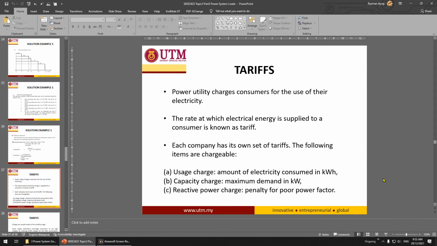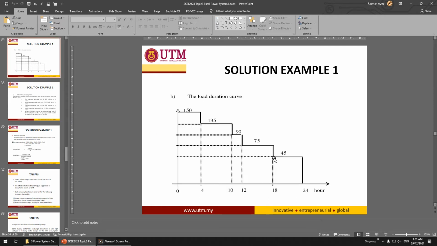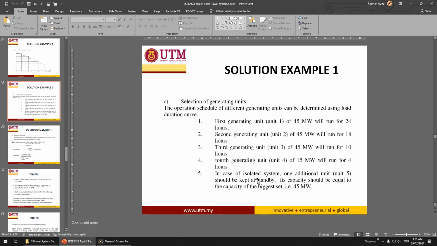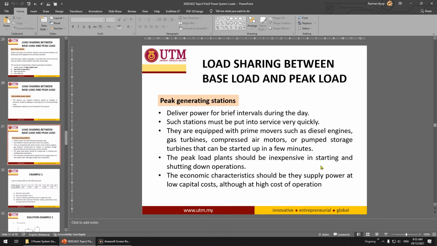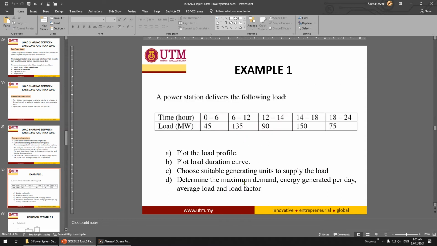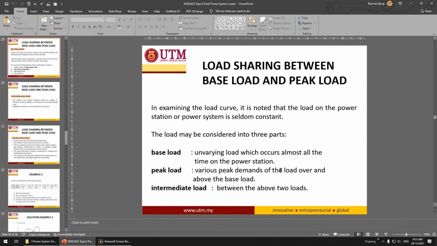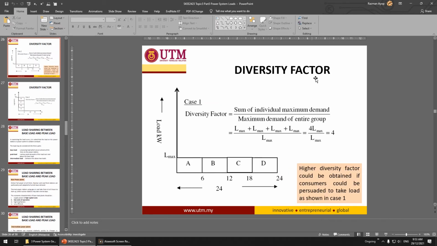So yesterday we already learned about the load profile: maximum load demand, base load demand, and the load duration plot. The load duration curve is used to choose the generation unit based on the plot, and you have to calculate all the parameters: the maximum demand, energy generated per day, average load, load factor, and diversity factor.